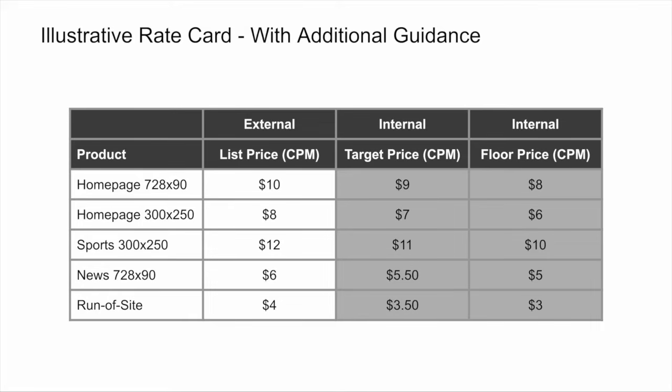The publisher may choose to establish a floor price. Depending on the organization, this could have different implications. It could be the absolute lowest price that the product could be sold at, or it could be the lowest price that the sales team can sell at without getting additional internal approvals. It's important to note that the final price of each product may be different from all of these numbers.